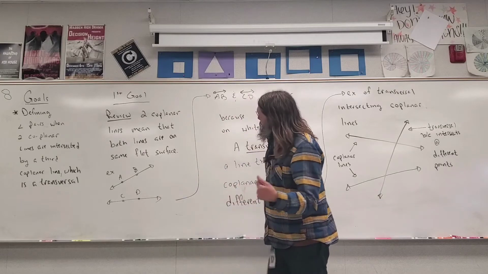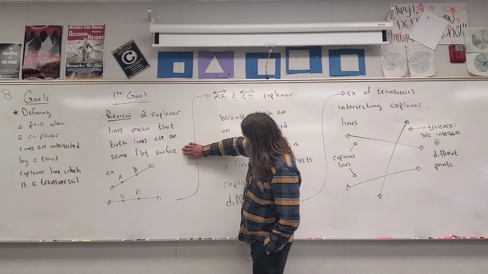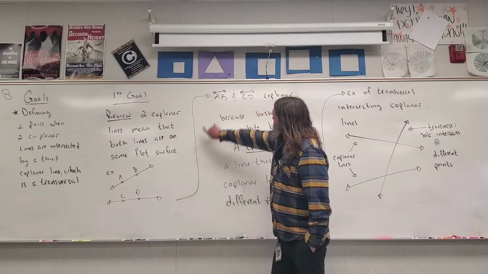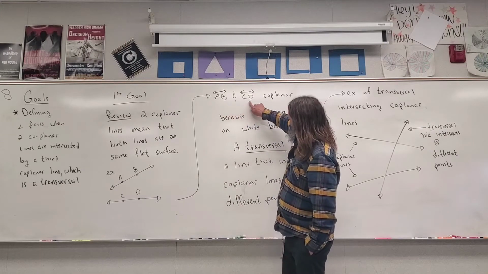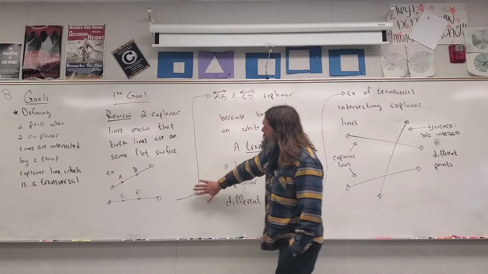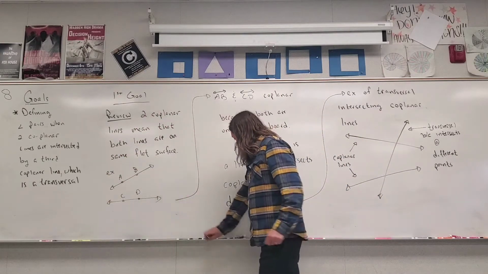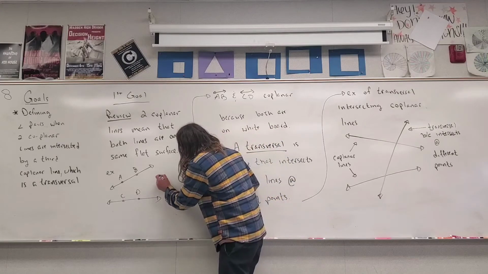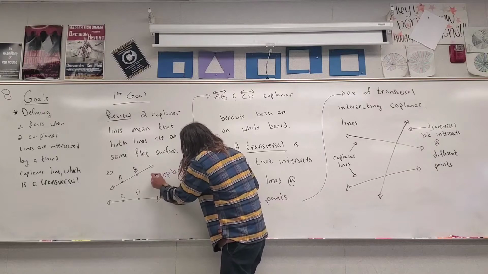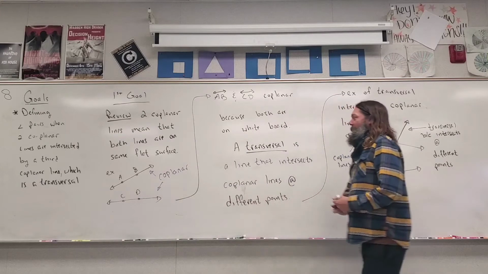Alright, so let's review. Two coplanar lines mean that both lines are on the same flat surface. So here's an example of coplanar lines, right? Line AB and line CD are coplanar because both are on the whiteboard, and the whiteboard is a flat surface. So we would consider these coplanar. Let me write that down. Coplanar. These guys are coplanar. Same flat surface.